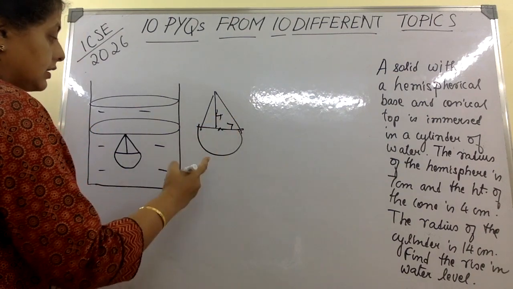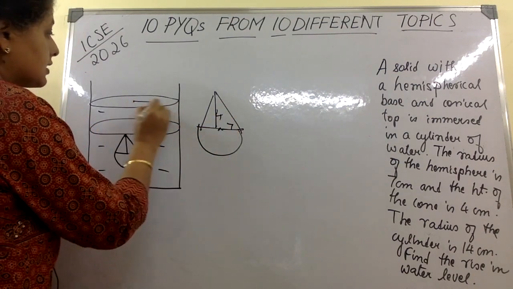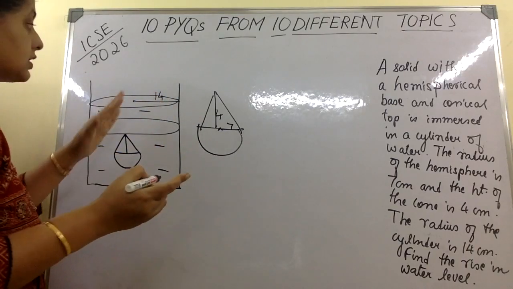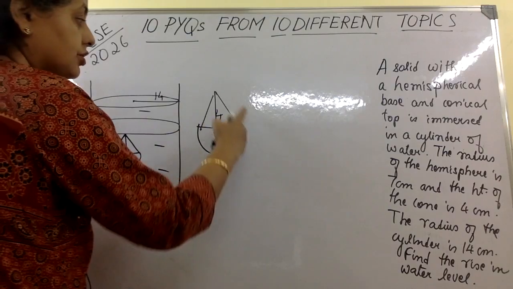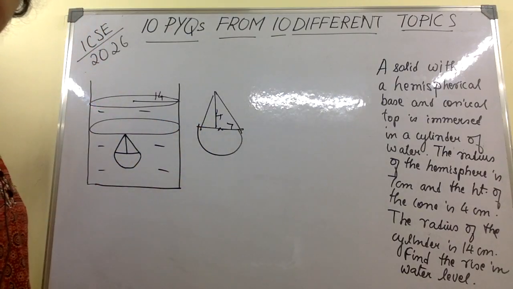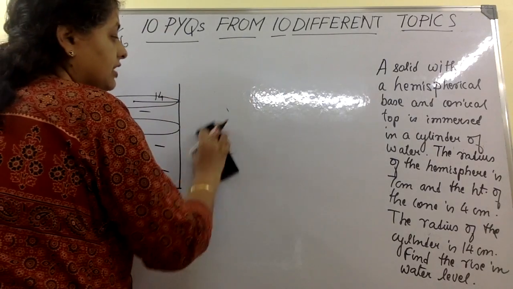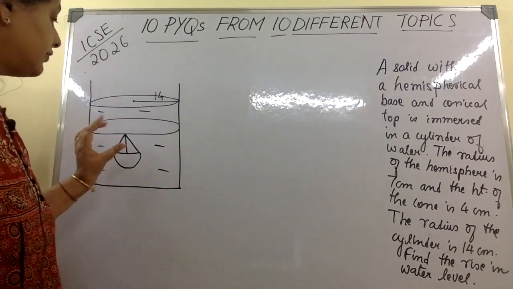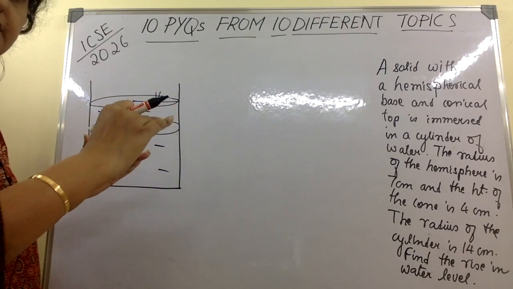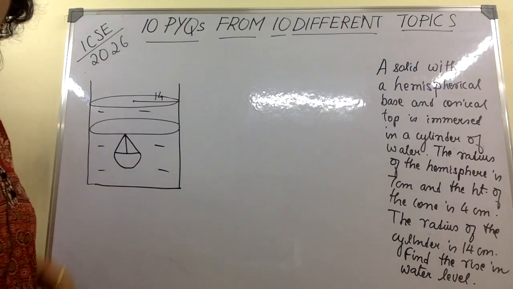And here the radius of this cylinder is 14. So the radius of the cylinder is 14 and the dimensions of this have been given. What is the rise in water level? Basically what we have to do is equate the volume of this solid to the volume of water that has risen.